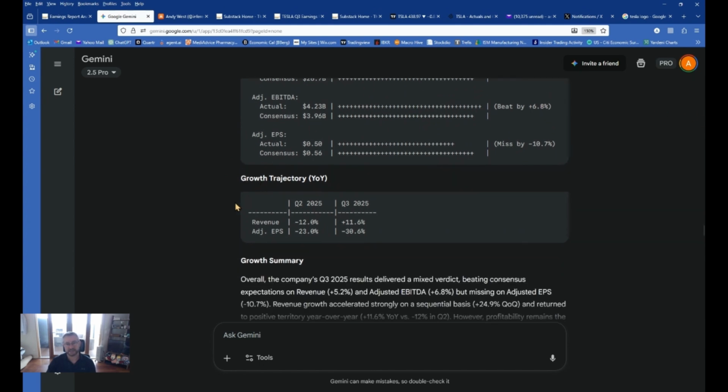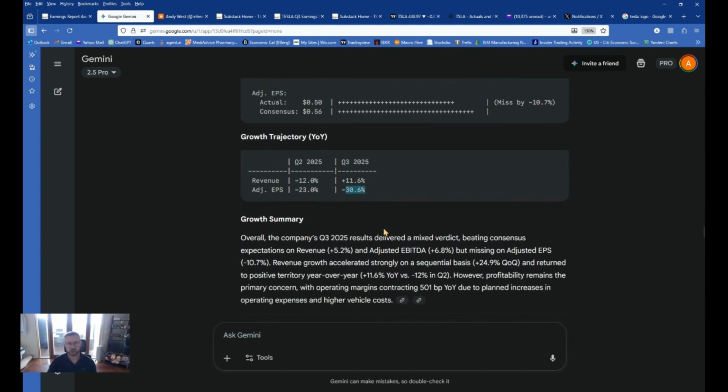Growth trajectory is interesting. For Q2, what we saw was revenue fall 12% and adjusted EPS fall 23%. That was the tariff-affected, Liberation Day affected quarter. Consumer sentiment dropped. Everyone paused for a while. We've seen in Q3, at least on revenues, a rebound in revenues, vehicle deliveries, etc., as some of those concerns went away, but not on EPS. EPS fell faster, 31%, and indeed operating earnings did too.